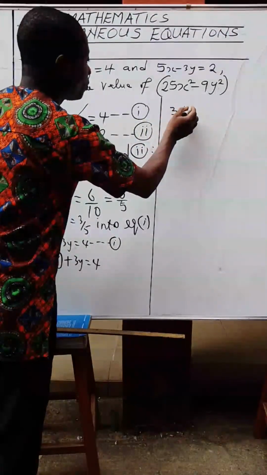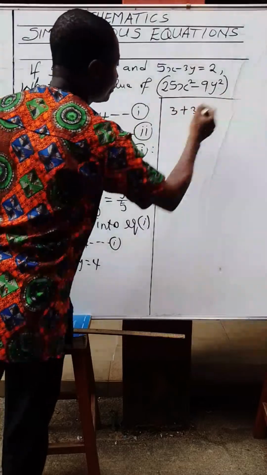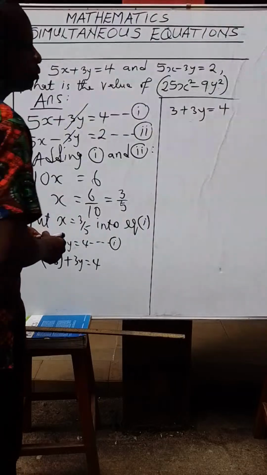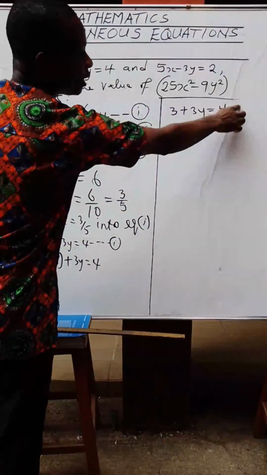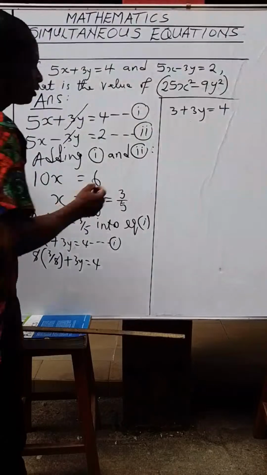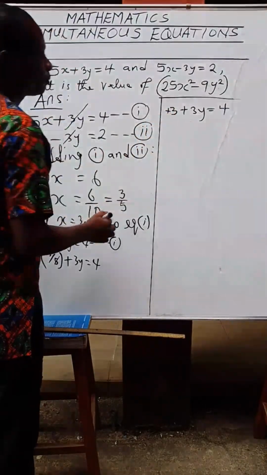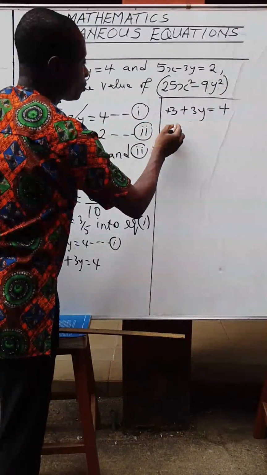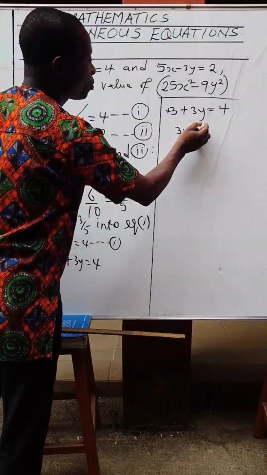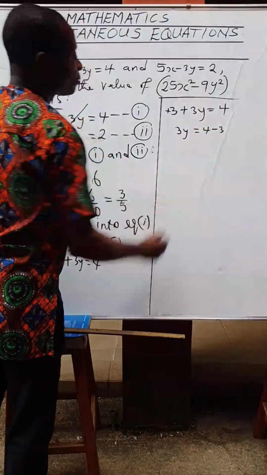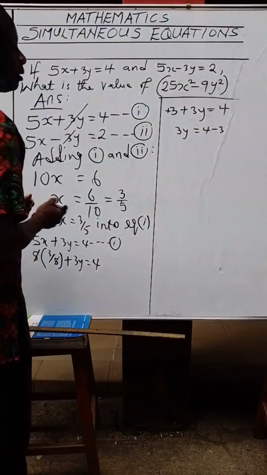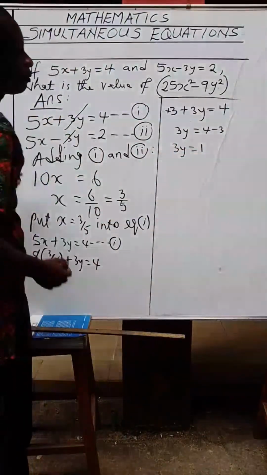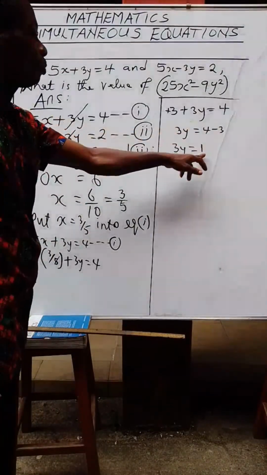So here we have 3 plus 3y equals what? Equals 4. So what do we do? We transfer this 3 to the other side. Don't forget that this 3 is plus 3. So when plus 3 is crossing, it changes to minus 3. So we have 3y equals 4 minus 3. So that gives us 3y equals 1. Yes, 4 minus 3 is 1.